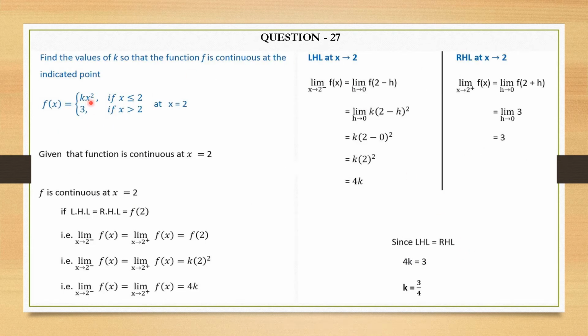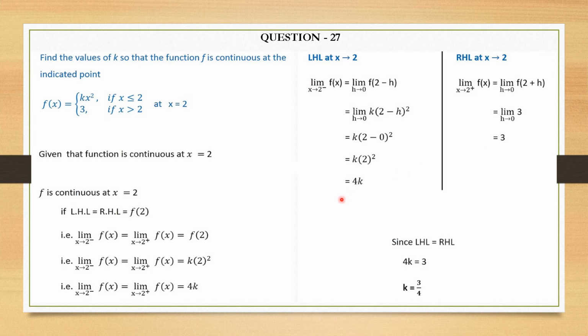Number 27 says, again, kx square for x less than or equal to 2 and 3 for x greater than 2. You have to check the continuity, meaning the function is continuous at x equal to 2. You have to find k. So again, LHL equal to RHL is equal to f of 2. LHL will give you the value k into (2 minus h) whole square, that is 4k. RHL is always 3, as there is no x, so you cannot replace f of 2 plus h anywhere, so it is just 3.